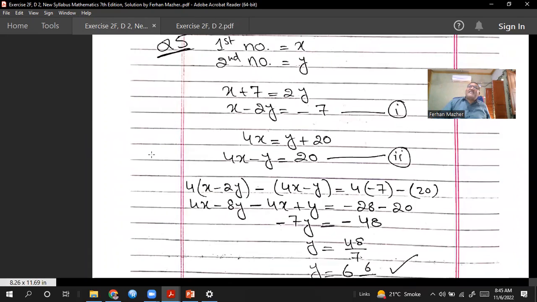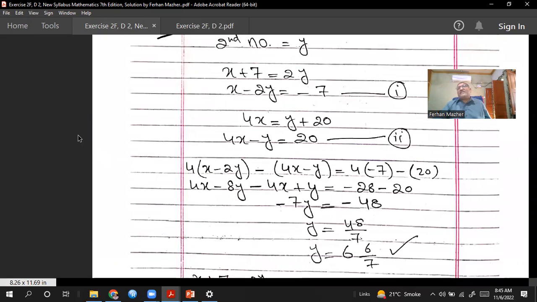Then he says that 4 times the first number is equal to, as you have added 20 to the second number, so 4x is equal to y plus 20. So 4x minus y is equal to 20. So that is your second equation.